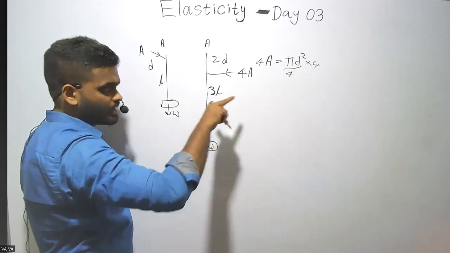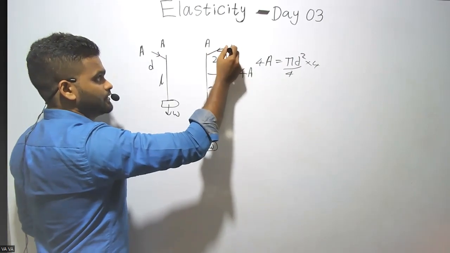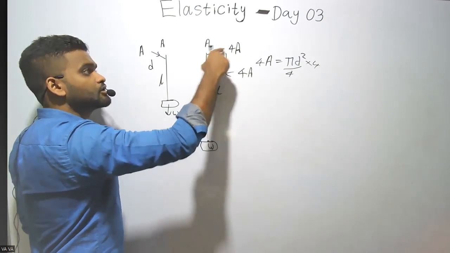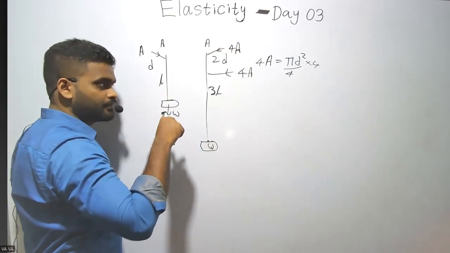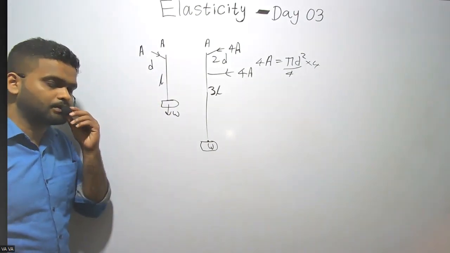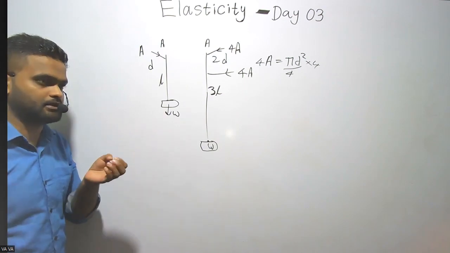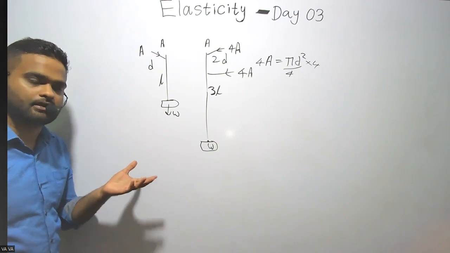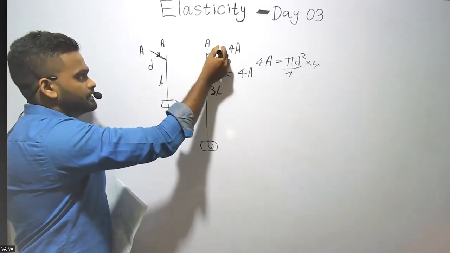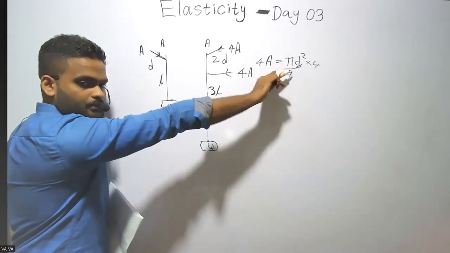Don't waste time writing too many equations to get that. You should be able to say that when the diameter is twice, cross section should be 4 times. If you don't, then you are going to consume a lot of time and just complain that you don't have enough time in the exam. It is not that you don't have enough time, it is that you lack these skills. So here the cross section is A, here the cross section is 4A, because this gets squared. Hope you understood that.